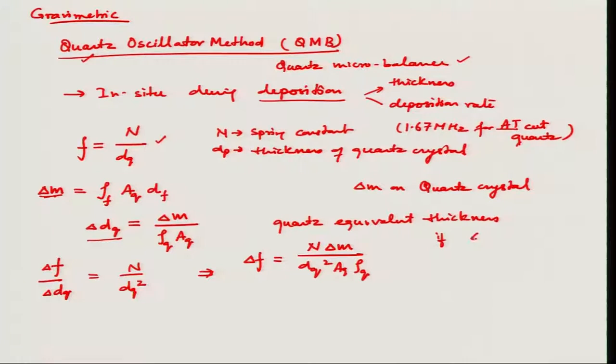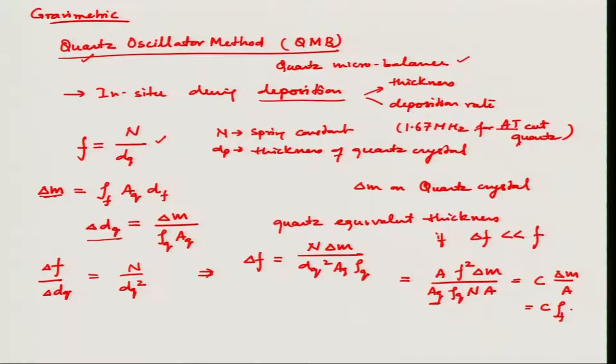And if delta f is much, much smaller than f, the frequency, we can also convert this N over dQ square, and write it as N square over dQ square divided by N. So, we can write this as f square delta M divided by A Q rho Q N into A. This A is the area of the crystal. Now, we can correlate everything as C delta M over area. And this delta mass over area we can correlate back to C, rho of the film, thickness of the film. C is the parameter which is f square divided by A Q rho Q and N.